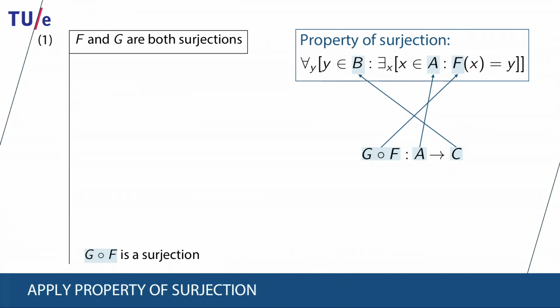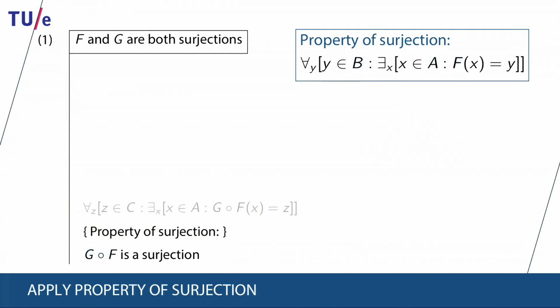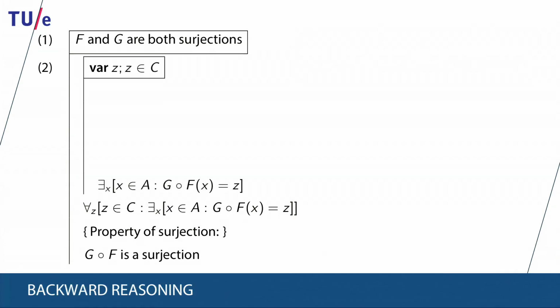as the codomain. Hence, to prove that g after f is a surjection, we need to establish that for all elements z in the codomain C of g after f, there exists an element x in the domain of g after f, such that when g after f is applied to x, we get z. With the universal quantification introduction, we further simplify the goal.